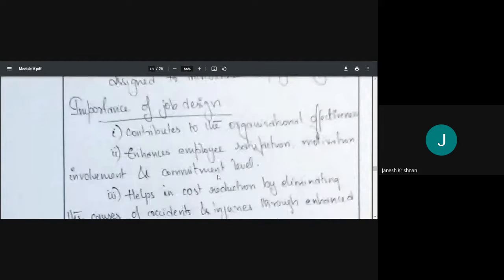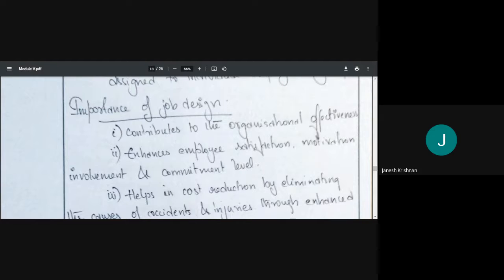Now, what is the importance of job design? It contributes to organizational effectiveness, because we know what job has to be done. There is nothing which we don't know, right? What and what job has to be done, how it has to be done, and what the relationship between the employees is. Everything is pre-known. We have already defined it.